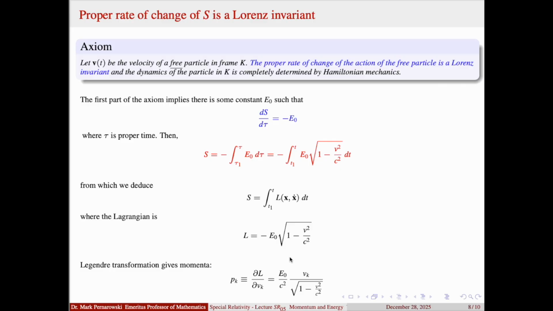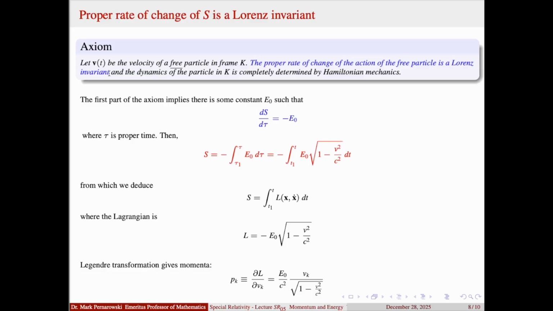So I'm going to present one way out of that. And this is a little atypical. It's not normally described in this manner. What I'm going to do is I'm going to write down an axiom that simply says, in blue, the proper rate of change of the action of a free particle is a Lorentz invariant. That means that the proper rate of change of the action is some constant, so that it's constant in k and k prime.